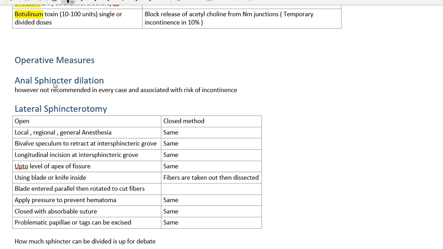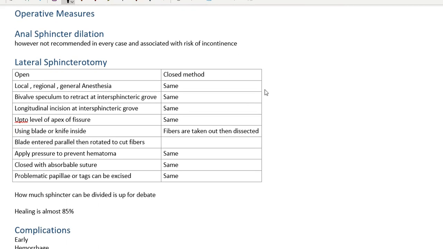Operative measures. Well, first, there is anal sphincter dilation. What it does is, if this is the anal canal, you will use 4 fingers to dilate it abruptly, but it is not recommended nowadays because it can lead to incontinence.